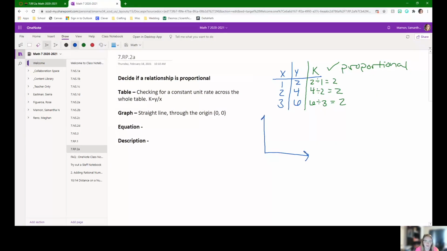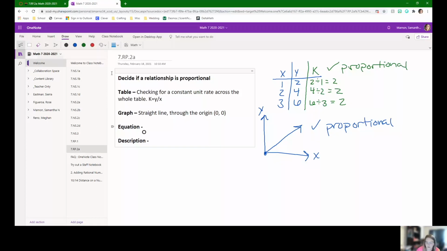So here's my graph, right? My y is my vertical, my x is my horizontal. It has to go through this point, 0, 0, and then just go up in a straight line. It could be kind of flat, it can be really steep, as long as it's a straight line with no curves, no bends, no squiggles, and it starts right here at 0, 0. Then it is proportional. If it doesn't start at 0, 0, or it does have one of those curves, it is not proportional.